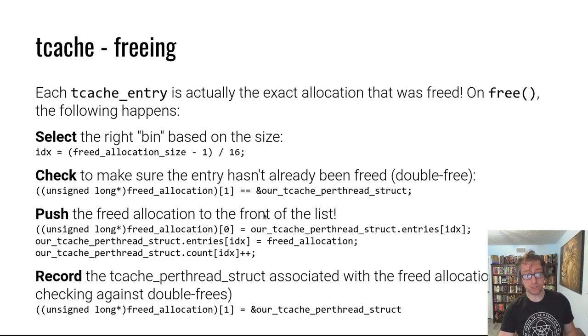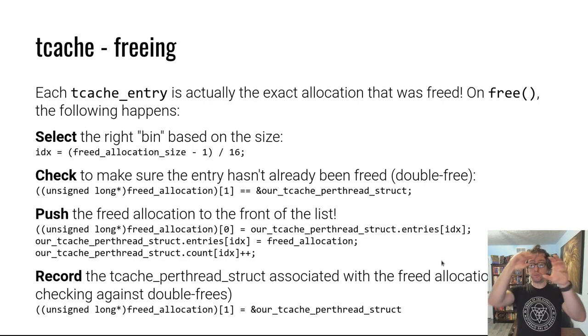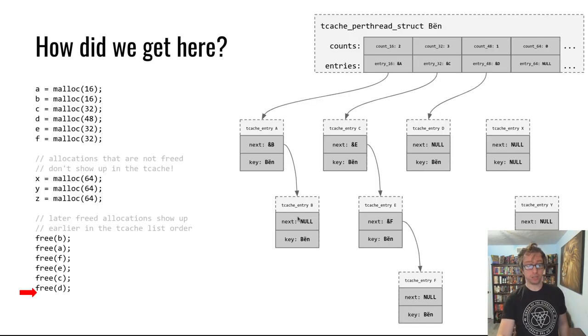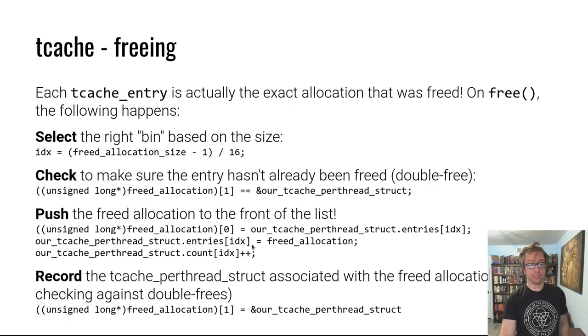Otherwise, we push the freed allocation to the front of the list, and we observe that. Here's the code for it. We basically take the address of the current head of the list, and we put that into our first keyword, into this next pointer, and then we put our address into that list entry in the per thread struct, and then we increment the count. Super simple. And then let me vanish my video so you can see this whole line.